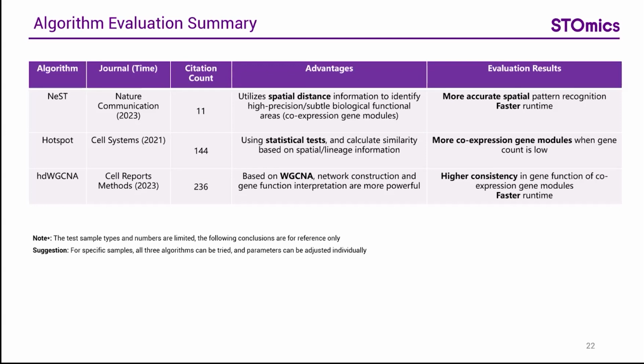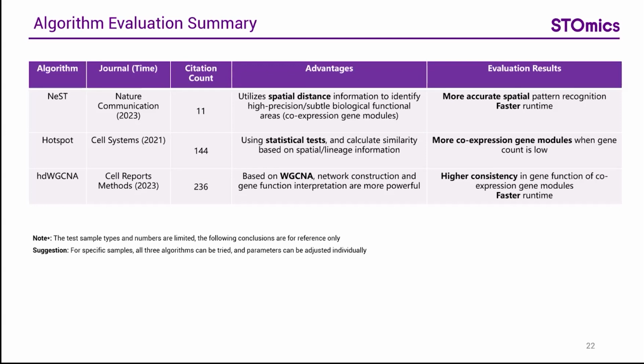High-dimensional WGCNA, due to its powerful network construction function, has higher consistency of gene functions within co-expressed gene sets. However, the gene set it identifies may be larger and needs to be adjusted individually based on the specific data. The overall runtime speed of high-dimensional WGCNA is also very fast.